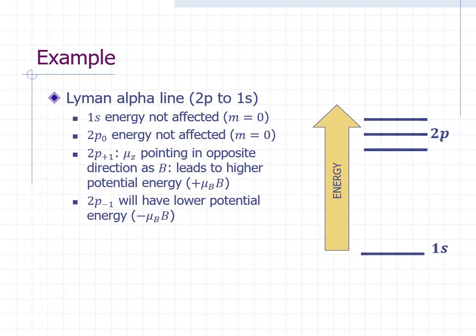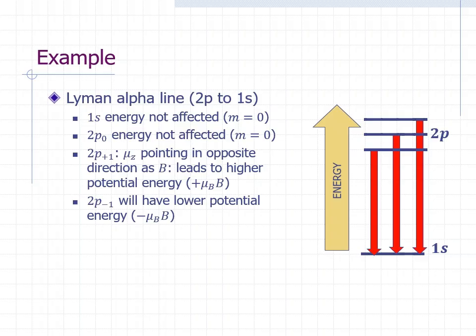Instead of the same photon energy for all the 2p to 1s transitions, there are now three possible photon energies. The transition from 2p minus 1 to 1s will now lead to the emission of a lower energy photon at a wavelength longer than 121 nanometers. The transition from 2p plus 1 to 1s will now lead to the emission of a higher energy photon at a wavelength shorter than 121 nanometers. The transition from the 2p0 to 1s will not be affected. Thus, in the presence of an external magnetic field, we see three spectral lines instead of just one.